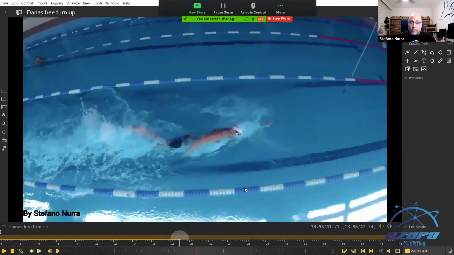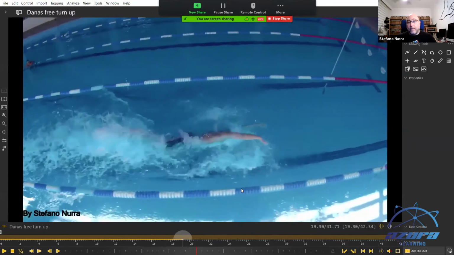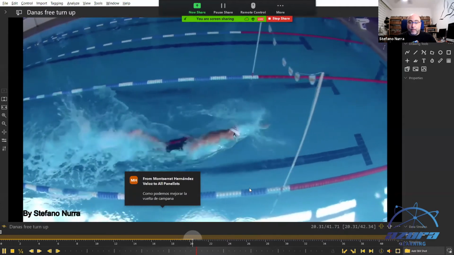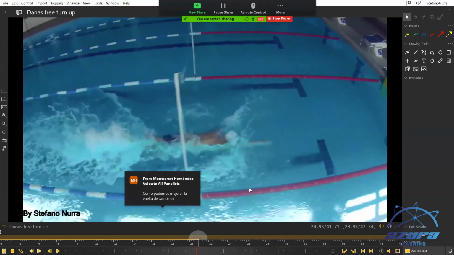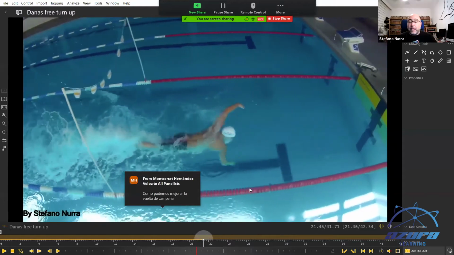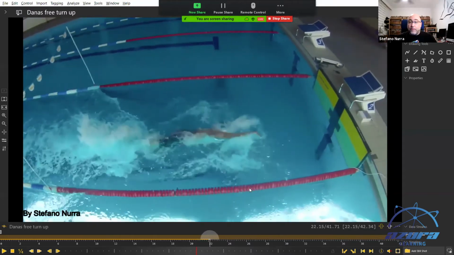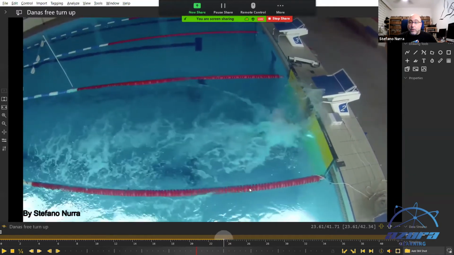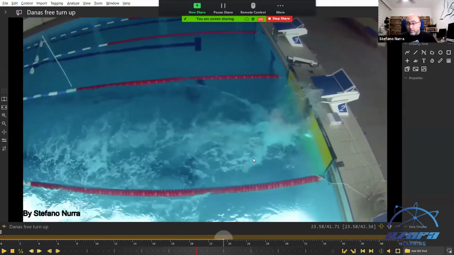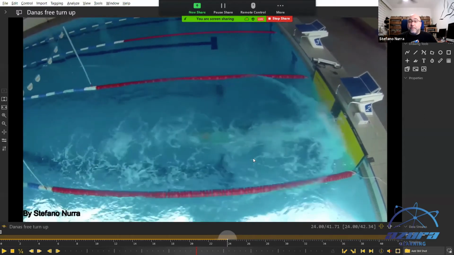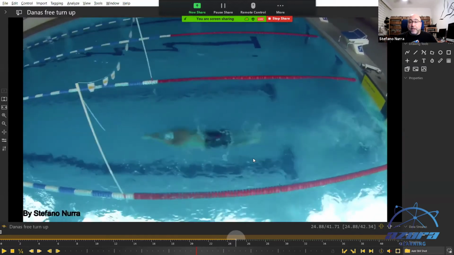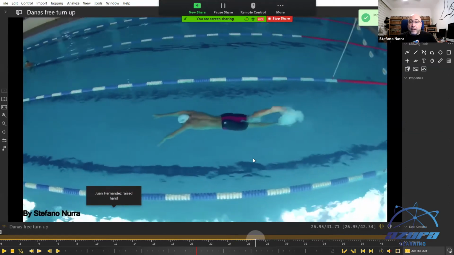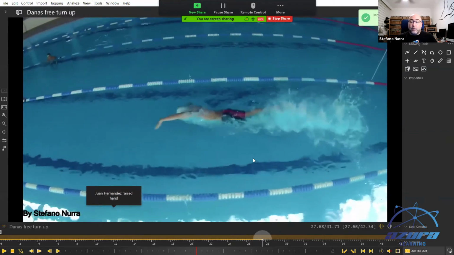So we can see again. The athlete is coming, swimming. For sure, in this moment, I repeat, we don't have to slow down. We have to keep the speed. Rotation. Push off of the wall. Underwater phase. Break out and start to swim.